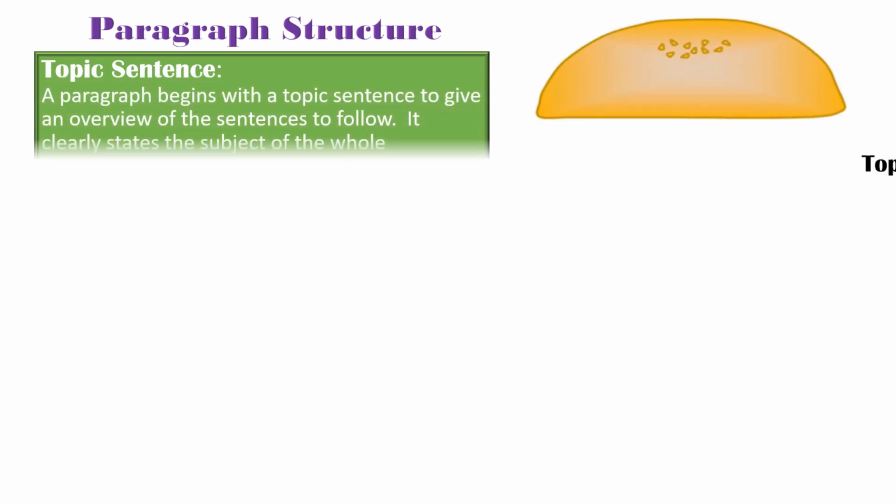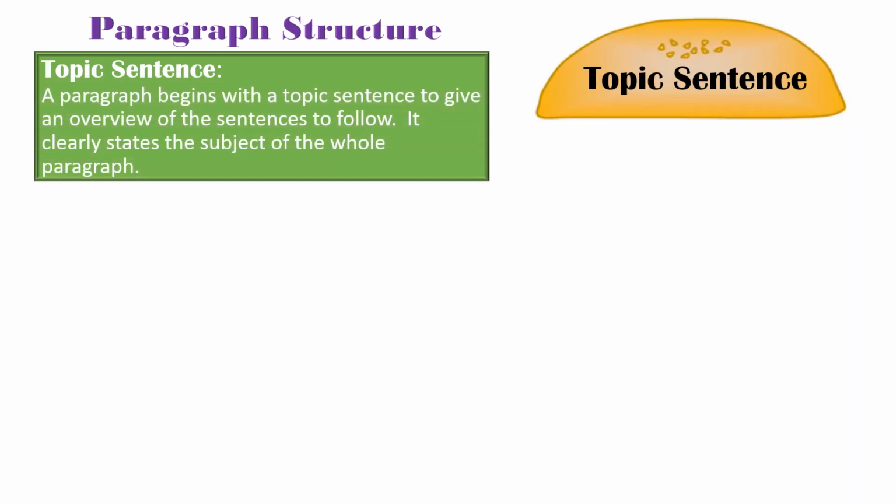So now we're going to be learning about paragraph structure. A paragraph is a group of sentences about a topic or idea. And so a paragraph has the following structure: a topic sentence, some supporting sentences, and the concluding sentence. So what's a topic sentence? Well, a paragraph begins with a topic sentence to give an overview of the sentences to follow. It clearly states the subject of the whole paragraph.